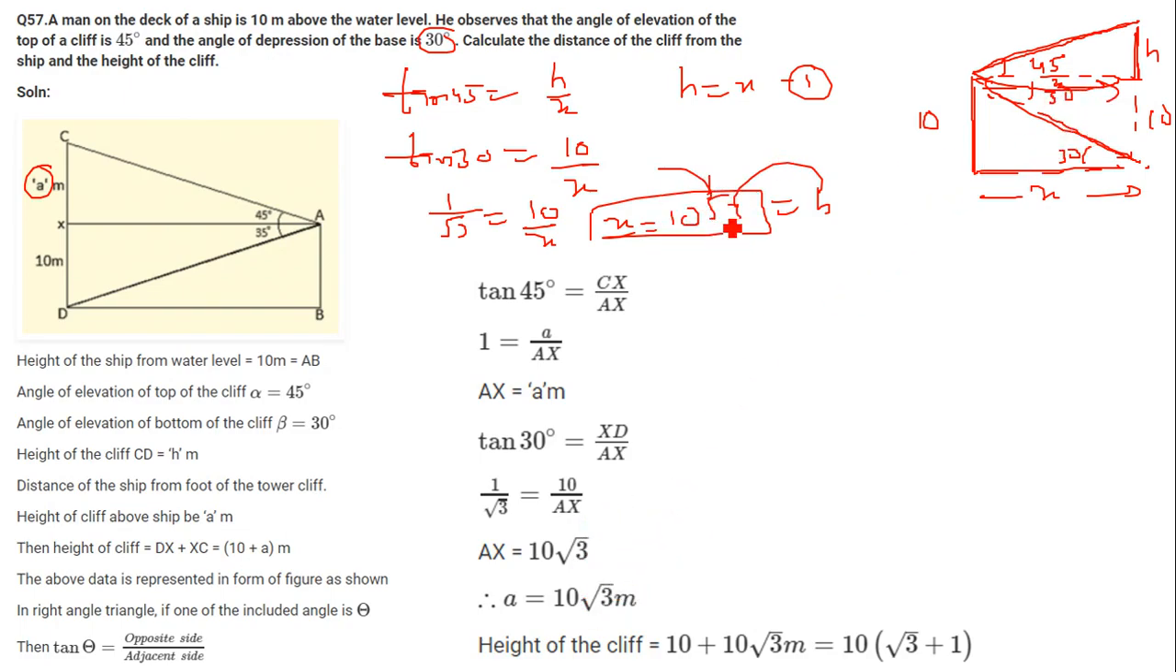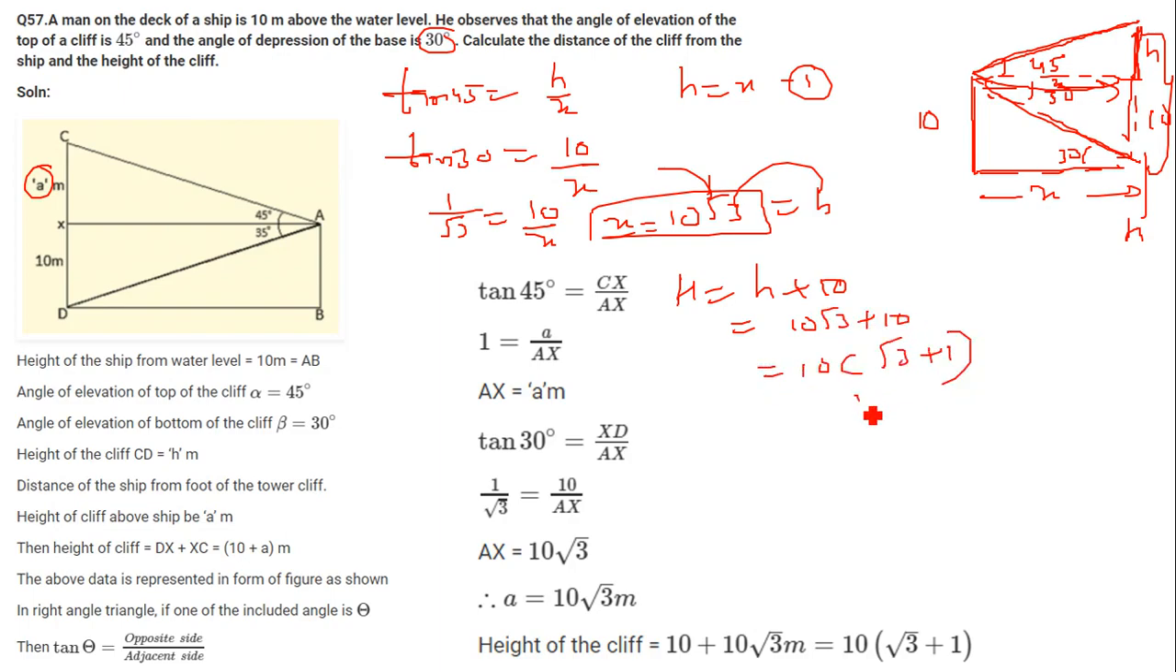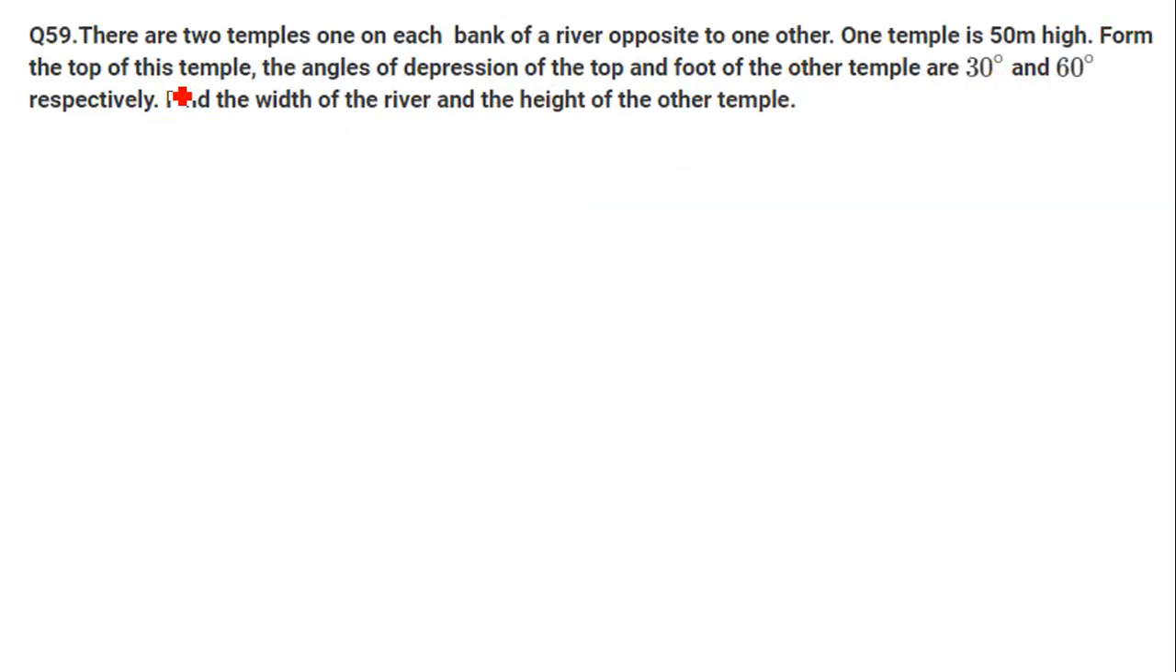And now since h is also this and x is this, we have to find the whole height. For that I have to add 10 to h. So this height, the actual capital H, let me tell you, this I have taken as capital H. Capital H will be h plus 10 and this is going to be 10 root 3 plus 10. So just take 10 outside. It will be root 3 plus 1. So this is the answer, 10 times root 3 plus 1.